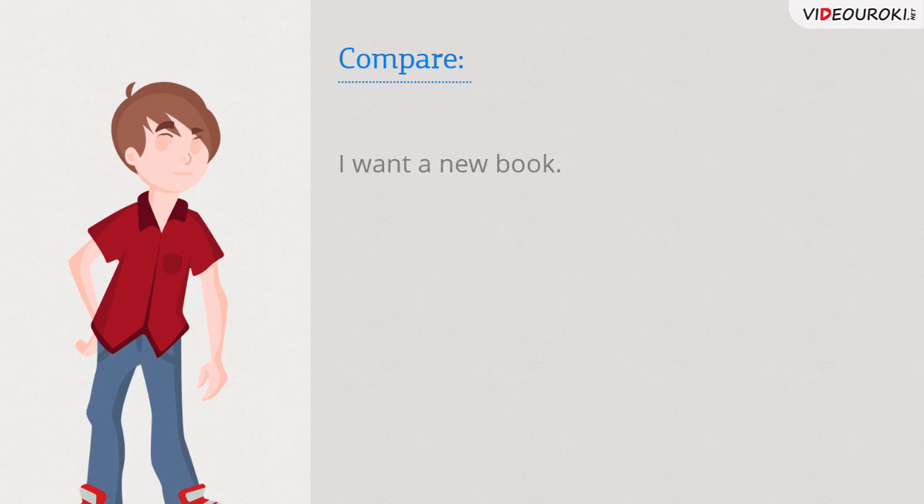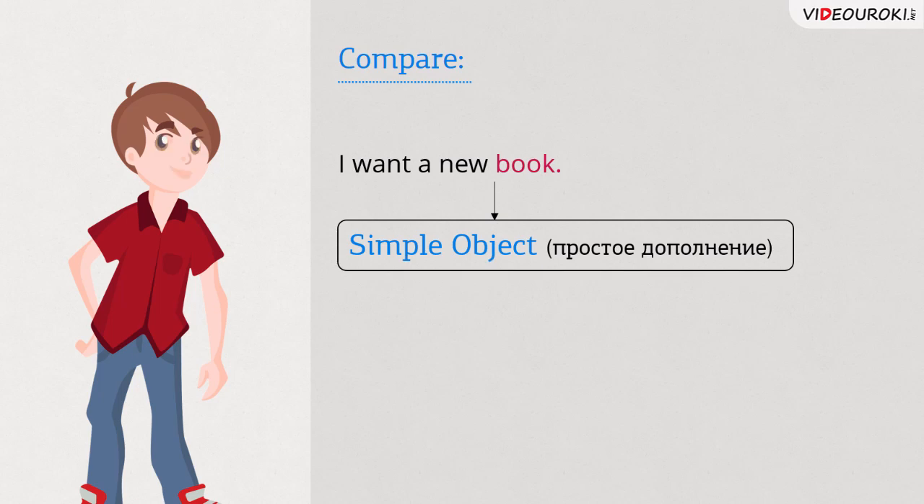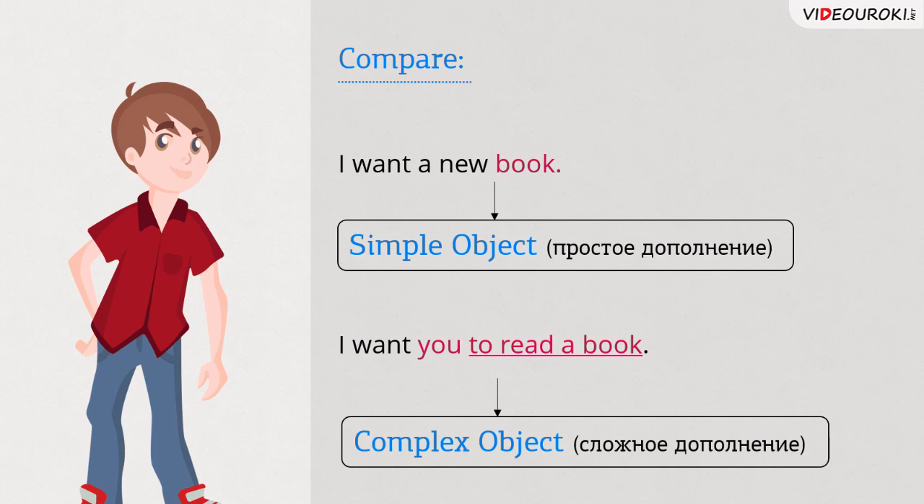Let's compare these sentences. I want a new book. Where is the object in this sentence? Right, a book. It is a simple object. Простое дополнение. I want you to read a book. Can you find an object in this sentence? The object is you. It is a complex object. Сложное дополнение. Because it is modified by other words in the sentence. You to read a book.